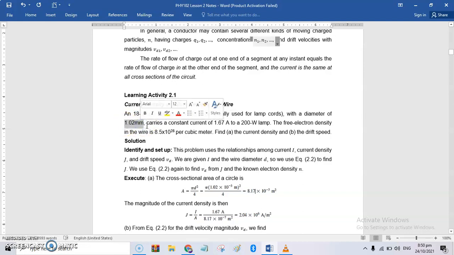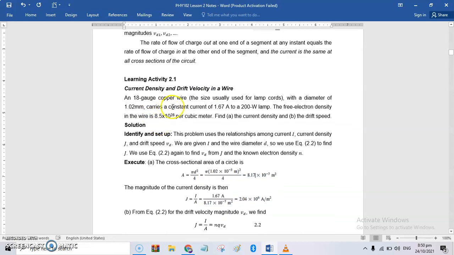So, the individual diameter of our wire is 1.02 mm, and it carries a constant current of 1.67 ampere to a 200-watt lamp. The free electron density in the wire is 8.5 times 10 to the positive 28 per cubic meter. Find the current density and the drift speed.